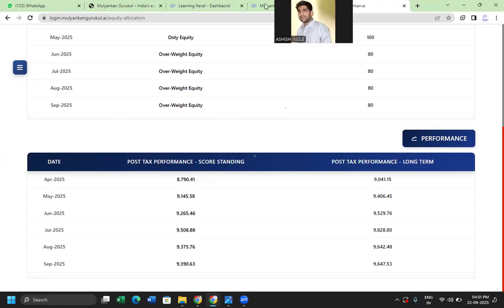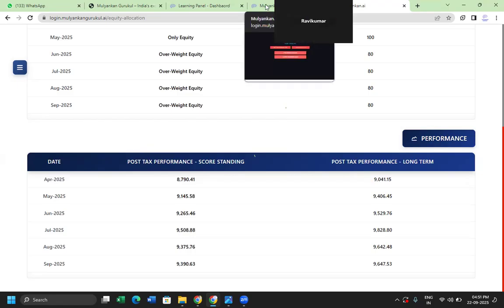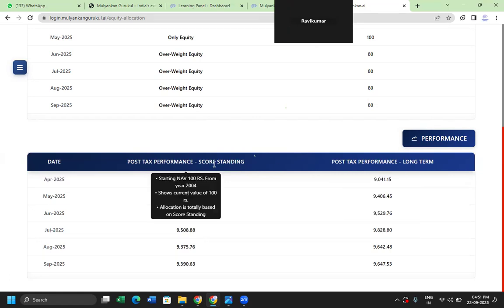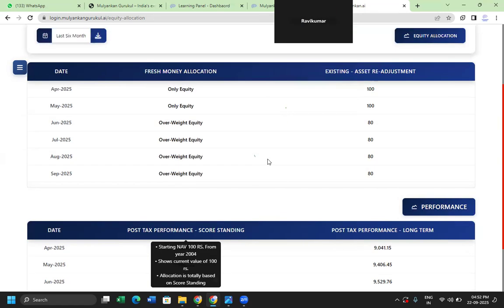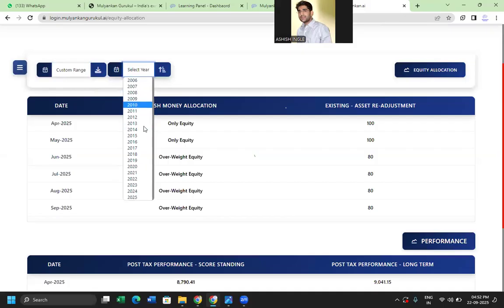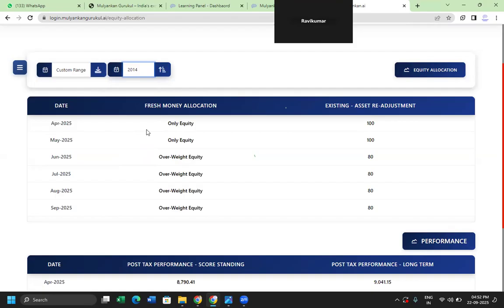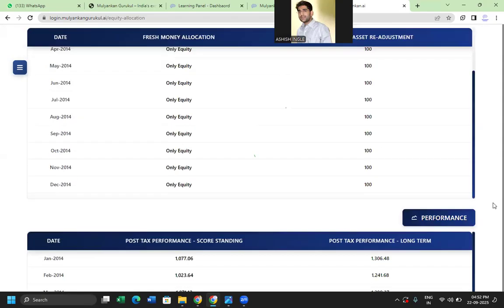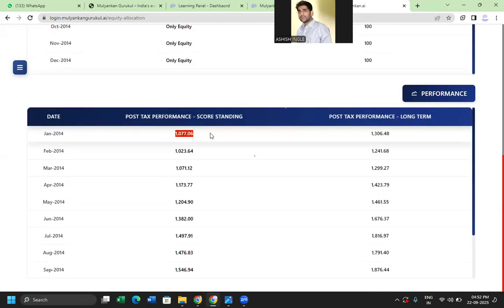Okay, if the same 100 rupees was invested 10 years back, not 20 years back. Okay, you are showing 20 years back. If it was made around 10 years back, okay, 10 years, let's select it from the custom range here. Then you can select here, let's say 10 years back means 2014, right? Yeah. So you can click on 2014. So the NAV was 1000 rupees. Now it has become from 1000 to 9000. It has become 10 times in the last 10 years.